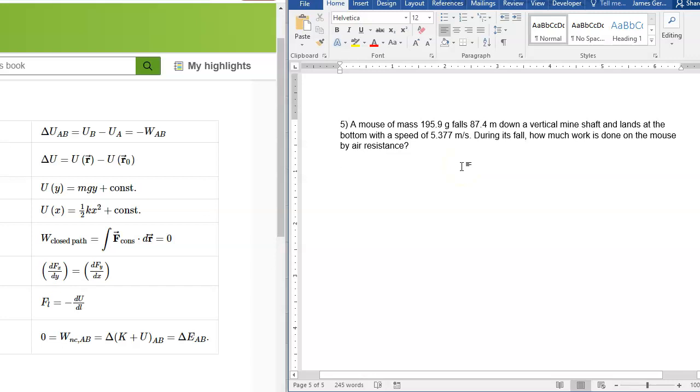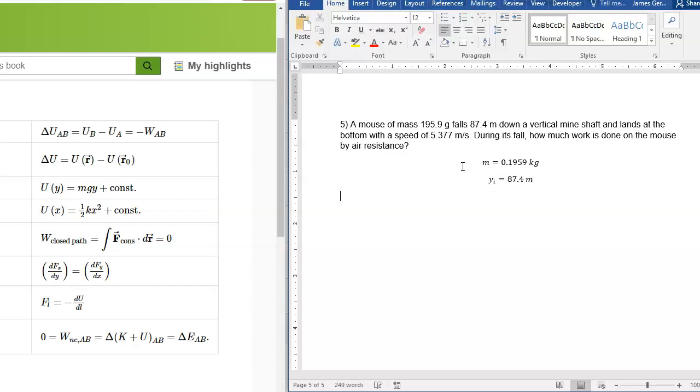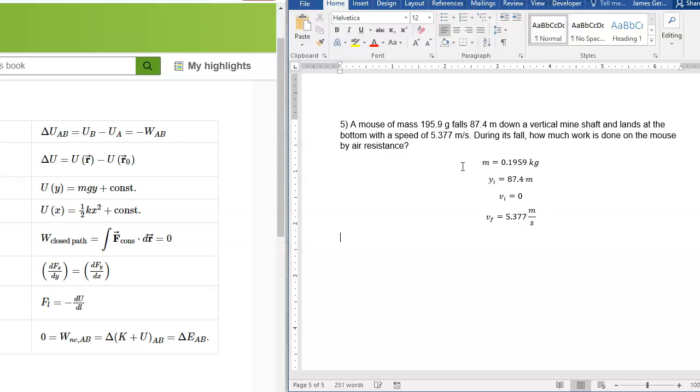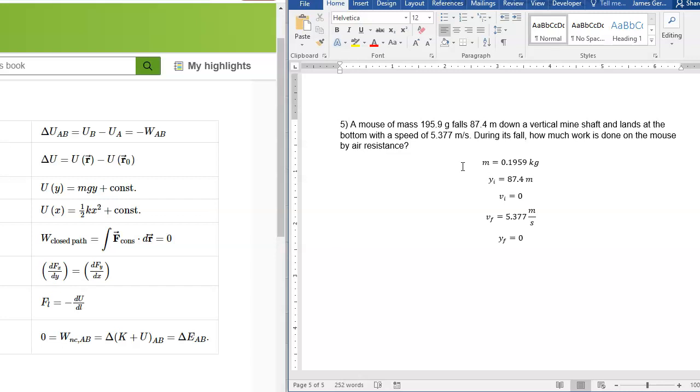In problem 5, we have a mouse. It has a mass of 0.1959 kilograms. It starts off with an initial Y position of 87.4 meters. It has an initial velocity of 0. It has a final velocity of 5.377 meters per second, and it has a final position that we're going to call 0. And so the question is, how much work is done on the mouse by air resistance?